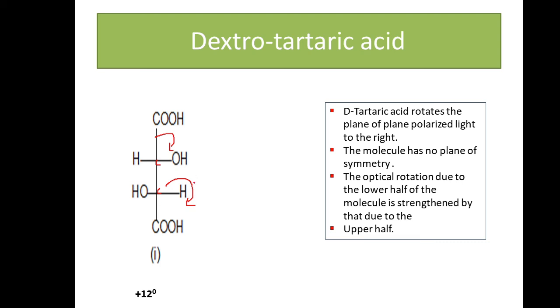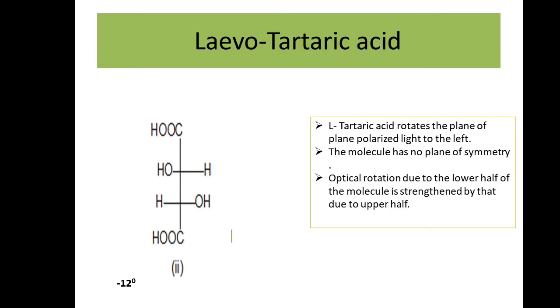That means if this rotates the plane of plane polarized light by 6 degrees, the upper part also rotates the plane of plane polarized light by 6 degrees. So 6 degrees plus 6 degrees, the net result is a total of plus 12 degrees rotation of plane polarized light.